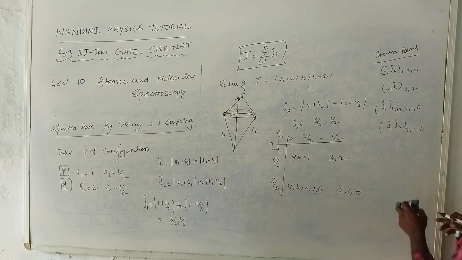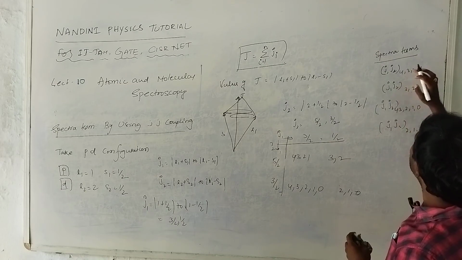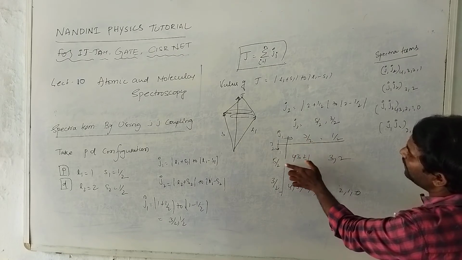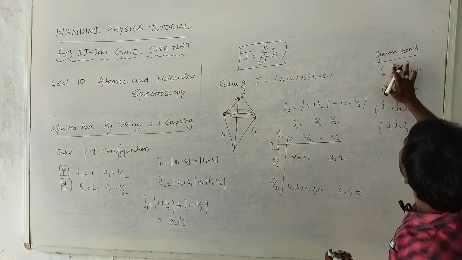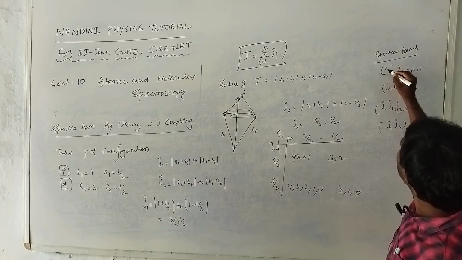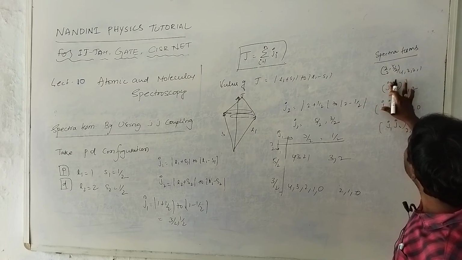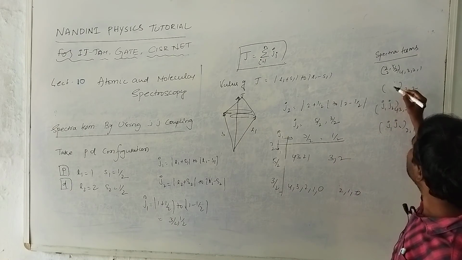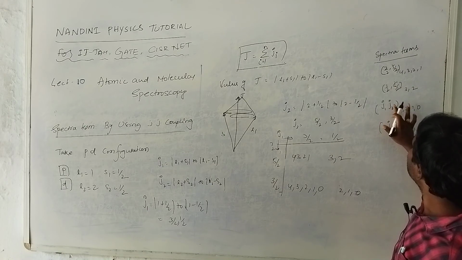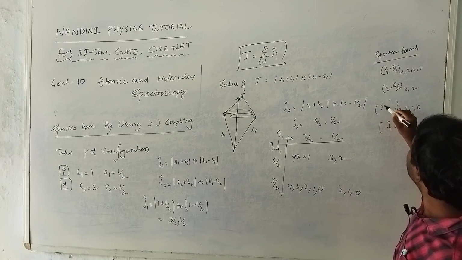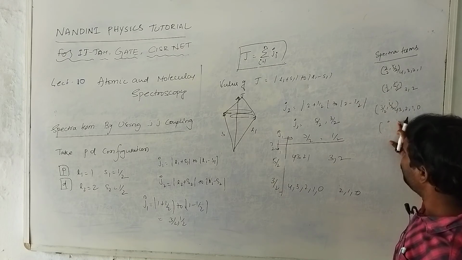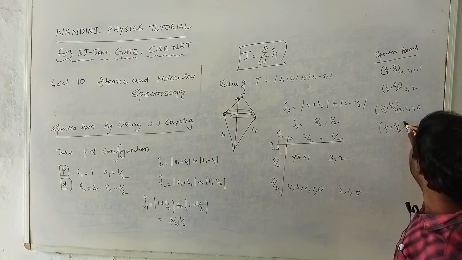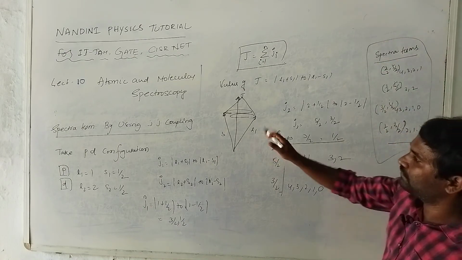Substituting is no problem. The J1 value from this one is 3 by 2, 5 by 2, so you can write 3 by 2, 3 by 2, 5 by 2. And what are the J1, J2 values? J1 is 1 by 2, 5 by 2. Simply here you take 3 by 2, 3 by 2, and 1 by 2, 3 by 2. So this is the spectral term of this equation.